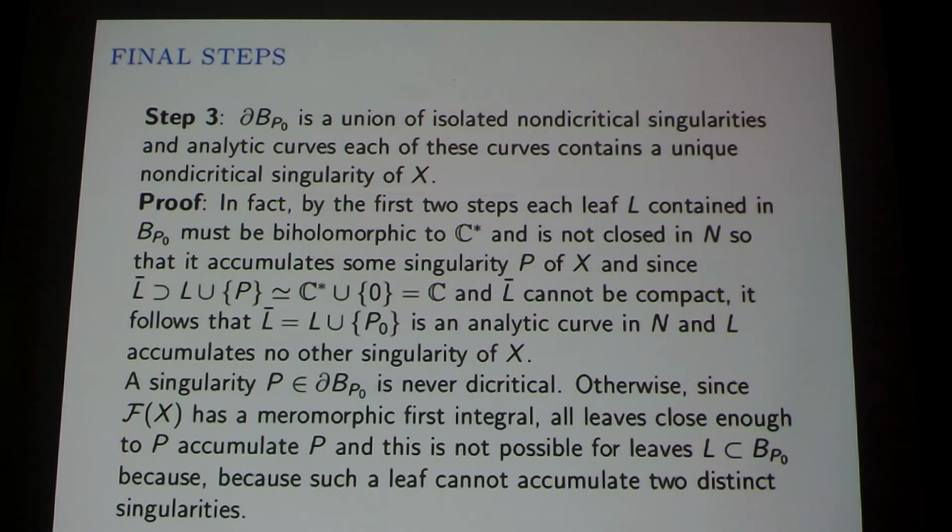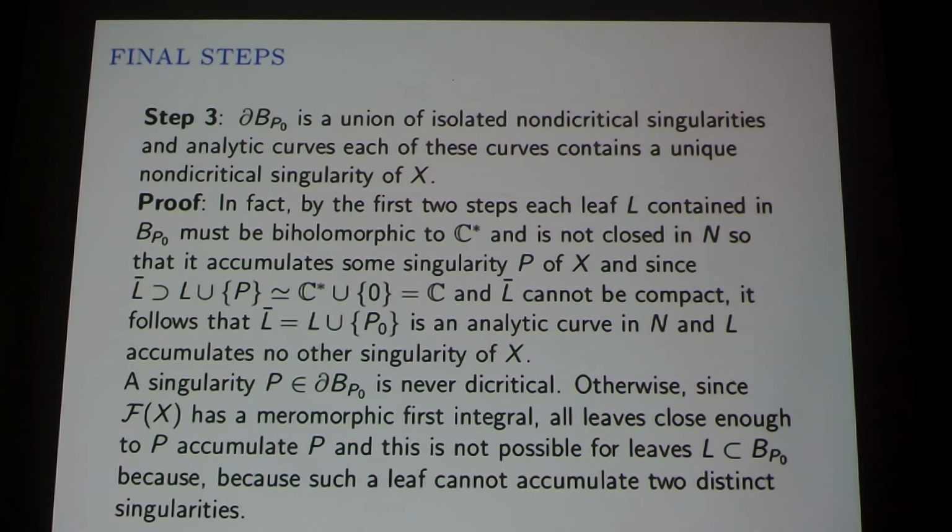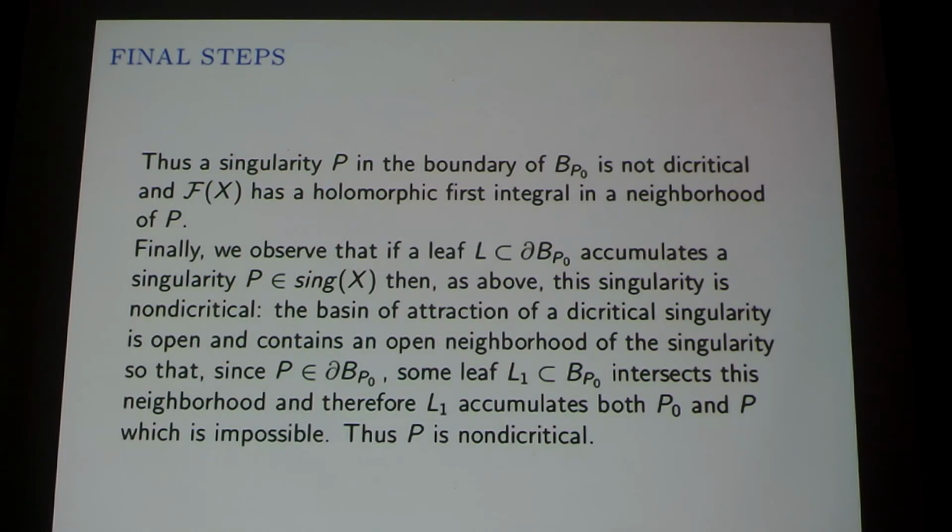So you have C star plus 1 point plus another point. Again, you're going to have a compact curve which cannot fit into a Stein space. So this cannot happen. Actually, the leaves in the boundary have to go to non-critical singularities. Very well. So this is a way of counting the number of leaves in the boundary.